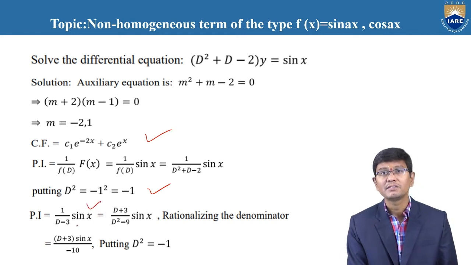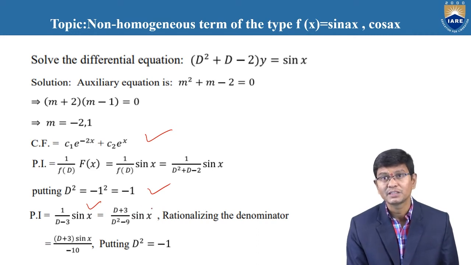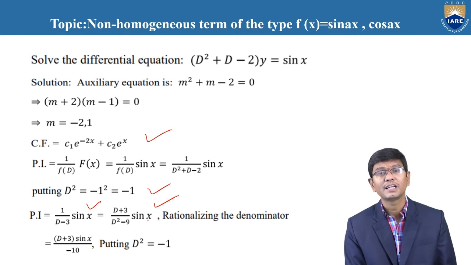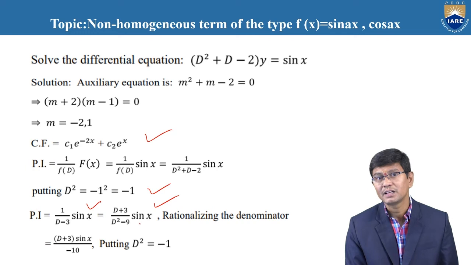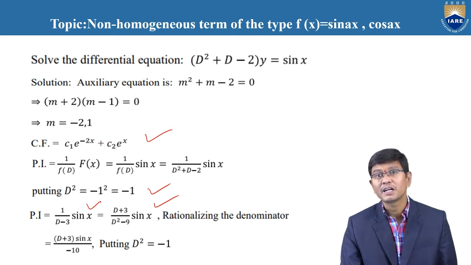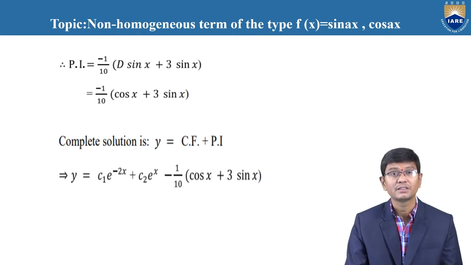Therefore, here also the denominator is not involving any D square. Further proceeding, we need to rationalize with D plus 3 by D plus 3. Therefore, that is D plus 3 by denominator D square minus 9 into sin x. According to that, the denominator replaces D square with minus 1. Therefore, it is D plus 3 into sin x by minus 10. Then, you need to multiply the numerator, D into sin x plus 3 into sin x. Therefore, D into sin x is nothing but the derivative of sin x, that is cos x. Therefore, minus 1 by 10 into cos x plus 3 into sin x.